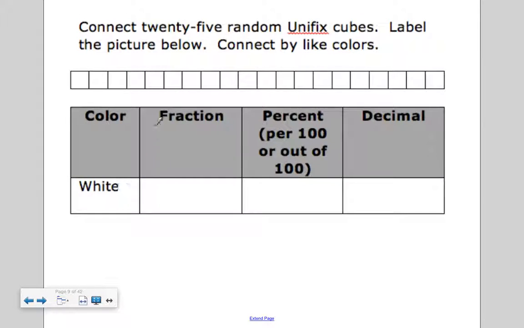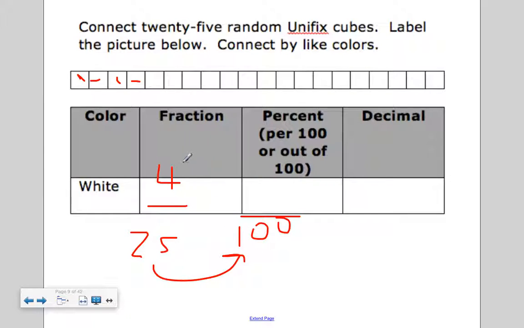Last but not least, white. Let's just say this, this, this, and this are white. So what fraction of the bar is white? 4 out of 25. How can I build this up to 100? Well, I know this whole bar is 100%. So how many 25s go into 100? 4. So that's 16 hundredths. The decimal is 0.16. The percent is 16%.